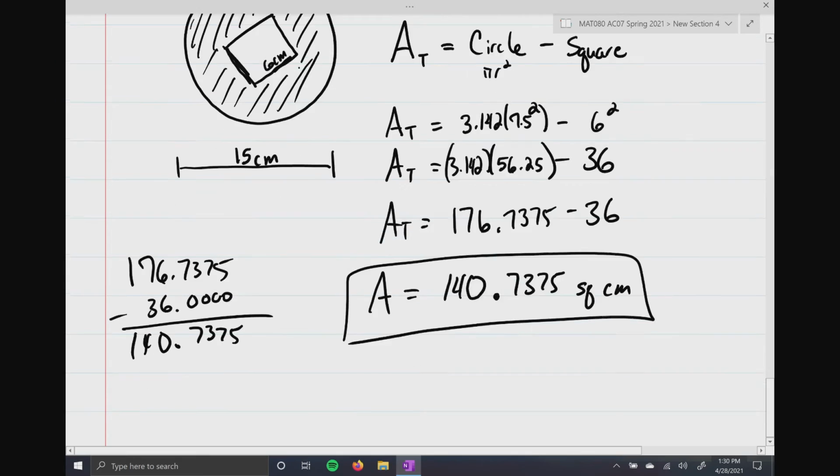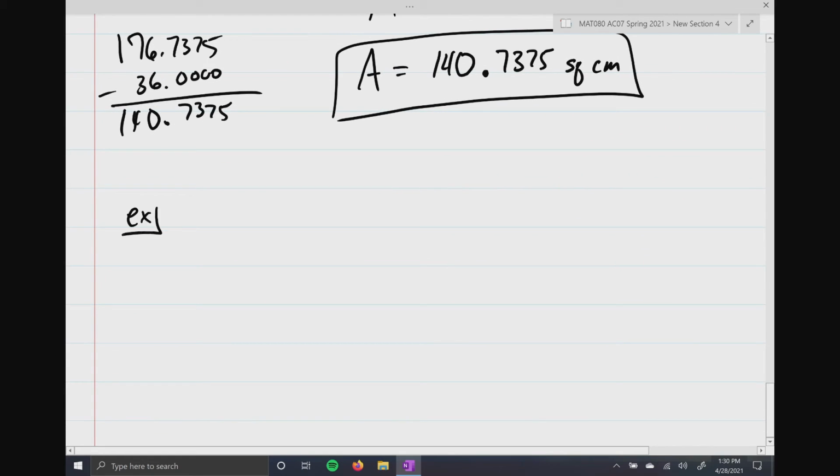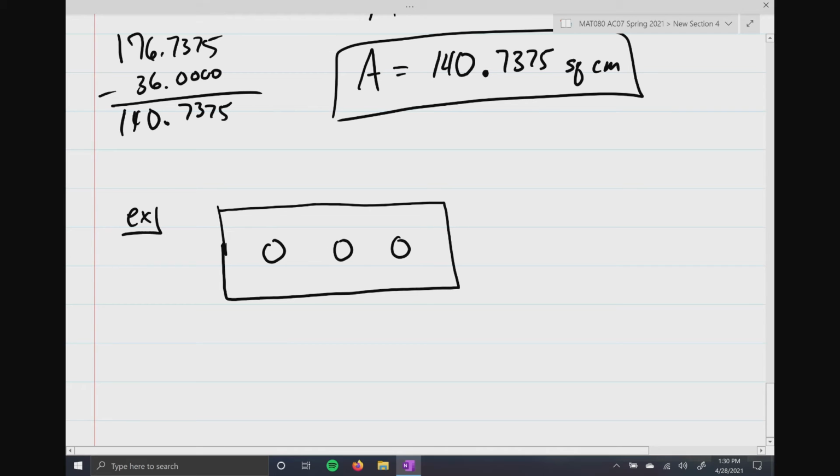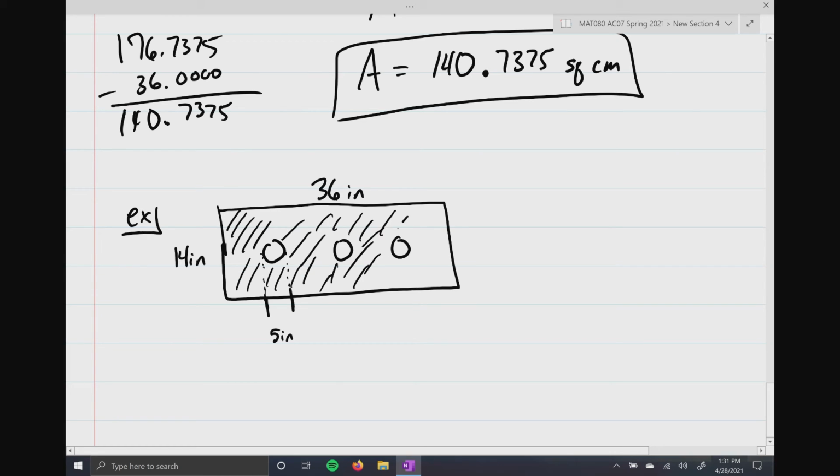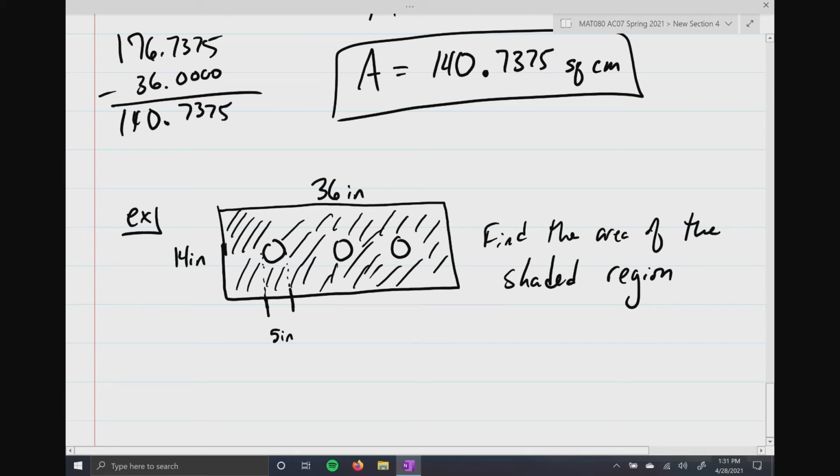All right. Let's do one more like this, and we'll call it a day. All right, there you go. Let me shade in the region that I want. So find the area of the shaded region, similar to the problem we just did.